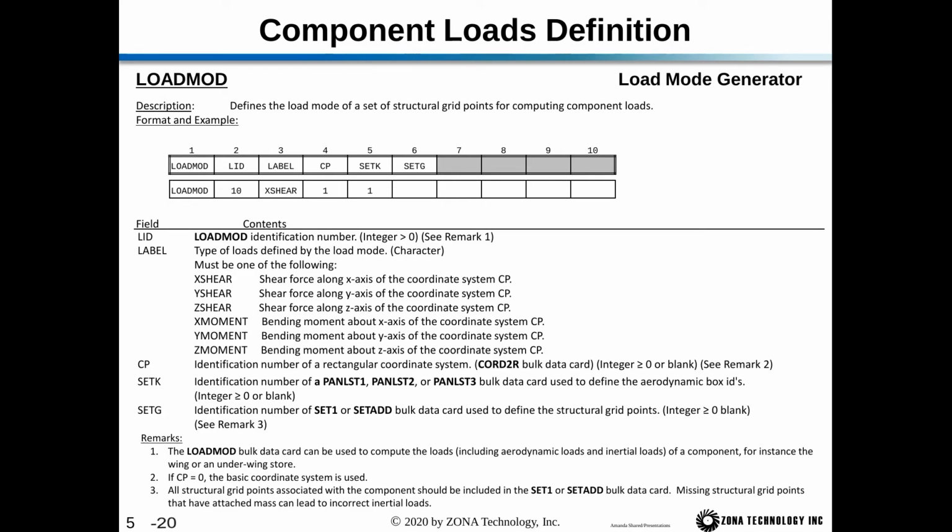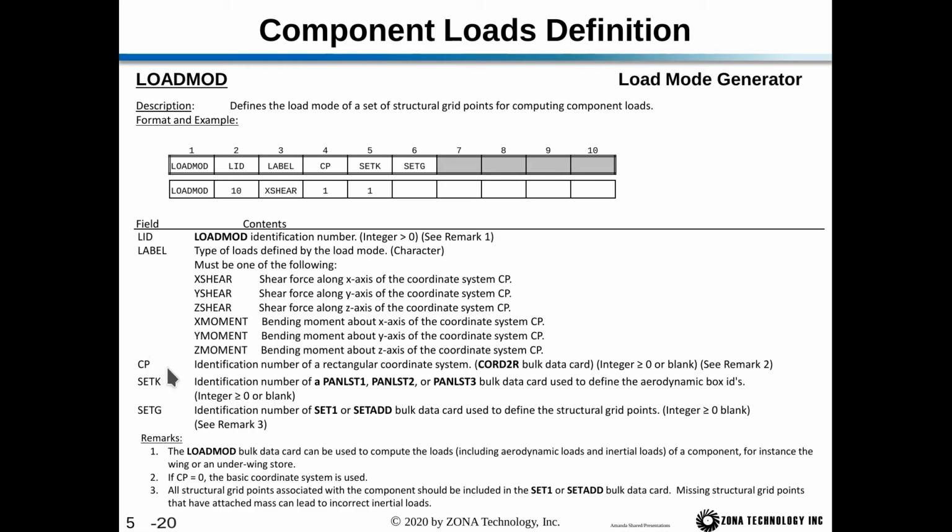So we'll review the load mod card, which is the component loads definition. This defines the load mode as a set of structural grid points for computing the component loads. So we have LID is the identification number. Label is the type of loads. So it can either be X shear, Y shear, or Z shear to measure shear force along the X, Y, or Z axis, or it can be X moment, Y moment, or Z moment for bending moment about the X axis, Y axis, or Z axis of the coordinate system CP.